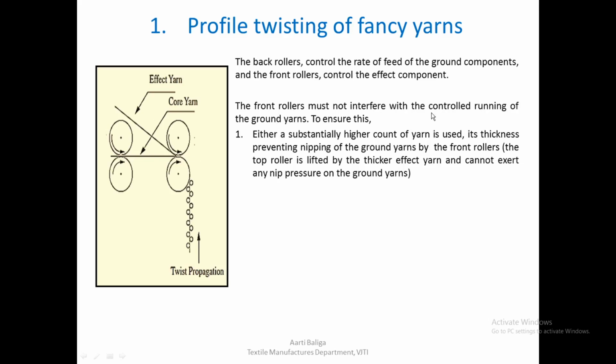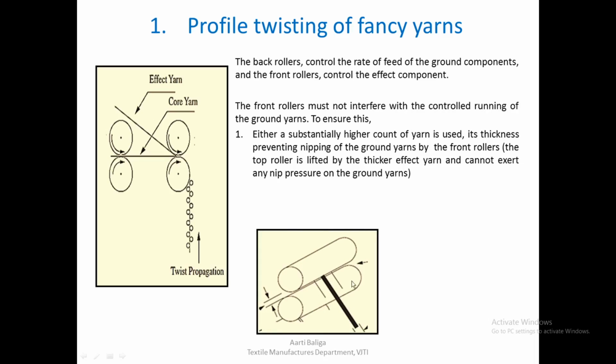The front rollers must not interfere with the controlled running of the ground yarns, and therefore to ensure this, either a substantially higher count of yarn is used, its thickness preventing the nipping of the ground yarn by the front roller. So to understand this better, let us take a look at this particular image here, where this is the front pair of rollers, the top and the bottom, and this black one, the thick yarn, is the effect yarn, and on either side we see the ground yarns that are there. Since this effect yarn is substantially thicker when compared to the ground yarns, it will lift this particular roller and allow the easy passage of ground yarns through this nip without controlling them.